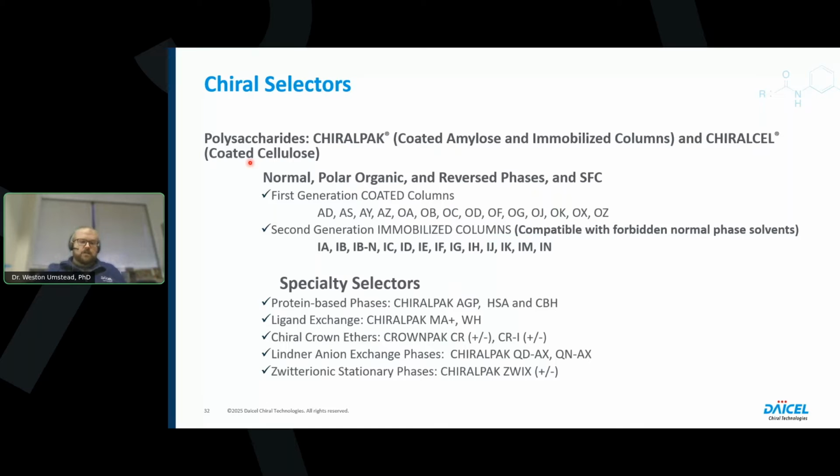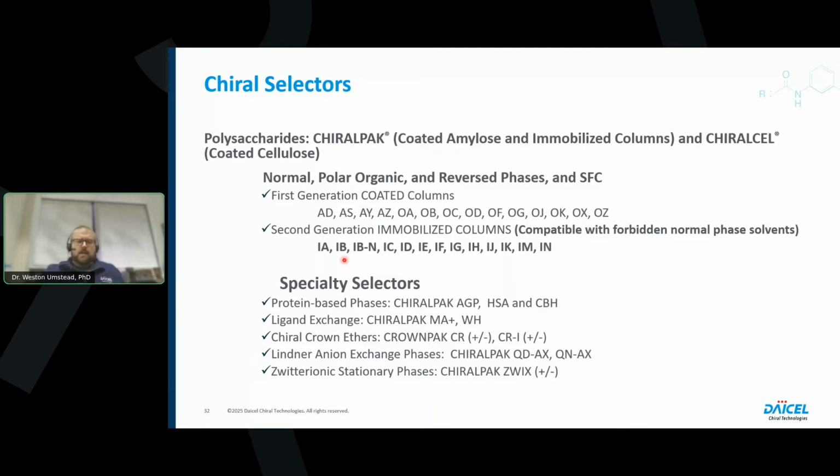Now, how do we tell the difference between these product lines? It comes down to the first letter of the two-letter selector of the column. Anything that starts with an A is going to be a coded amylosic phase. Anything that starts with an O is going to be a coded cellulosic phase. And anything that starts with an I, whether it's amylosic or cellulosic, is going to be an immobilized column.